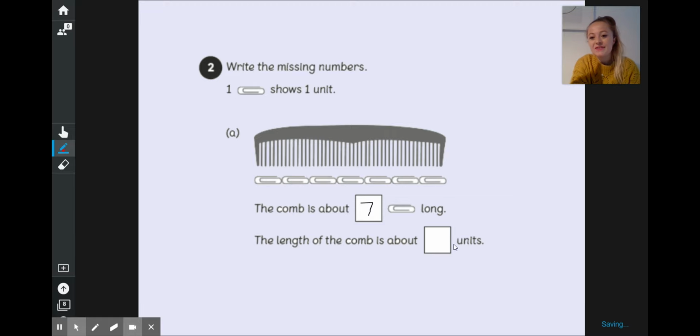And now they've done this thing they often do in our books where we need to do the same thing again. So they've switched around our sentence. The length of the comb is about units. Now we know that a paperclip is 1 unit. So the length of the comb is about the same, 7 units, because each paperclip is 1 unit. You have a few questions to solve like that as well.